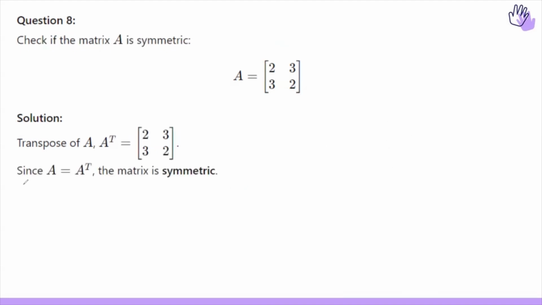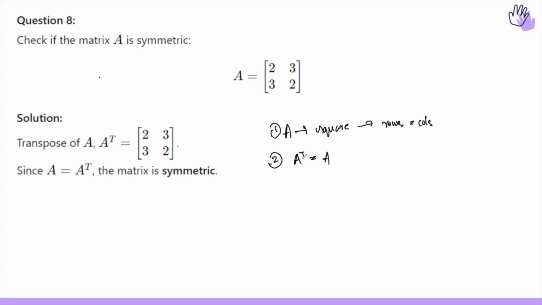Check if the matrix A is symmetric. Okay, so a matrix has been given to you, and you're asked to find if it is symmetric. So how do you tell if a matrix is symmetric? The first condition is that the matrix, whatever it is, should be a square matrix. Square matrix in the sense the number of rows should be equal to the number of columns. Very, very important condition. Second one, A transpose should be equal to A.